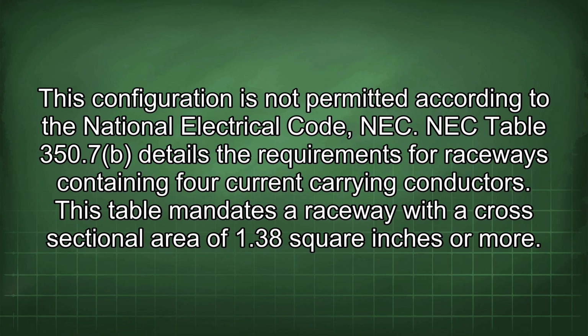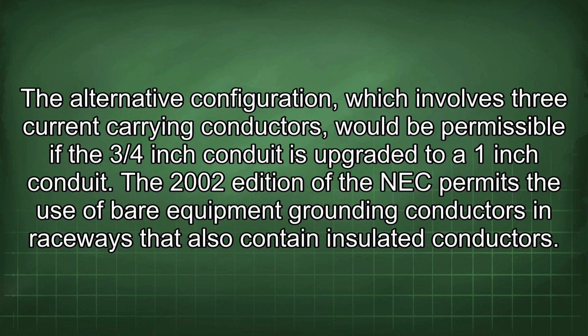NEC Table 350.7 details the requirements for raceways containing 4 current-carrying conductors. This table mandates a raceway with a cross-sectional area of 1.38 square inches or more. The alternative configuration, which involves 3 current-carrying conductors, would be permissible if the 3/4-inch conduit is upgraded to a 1-inch conduit.